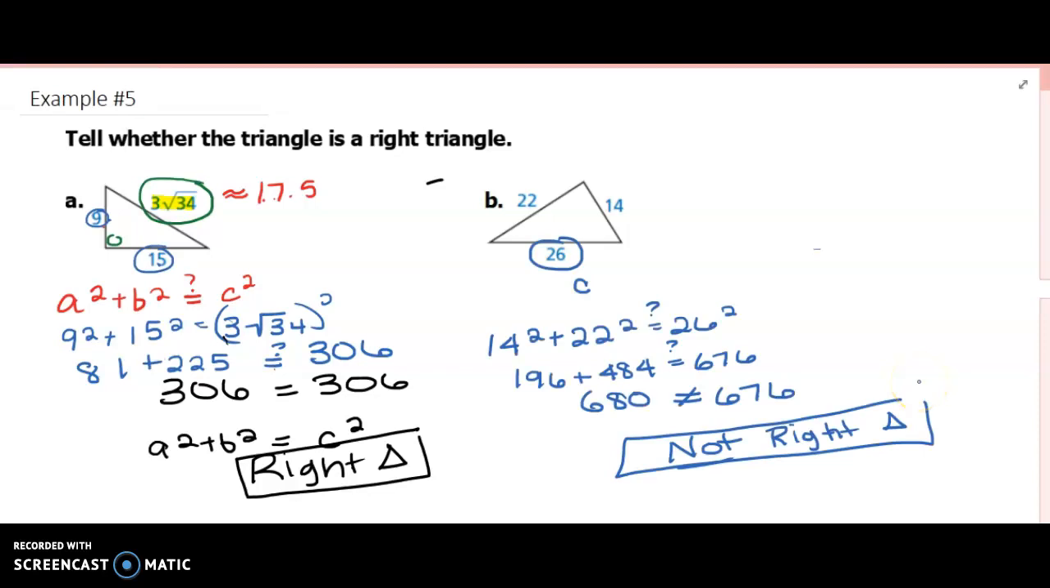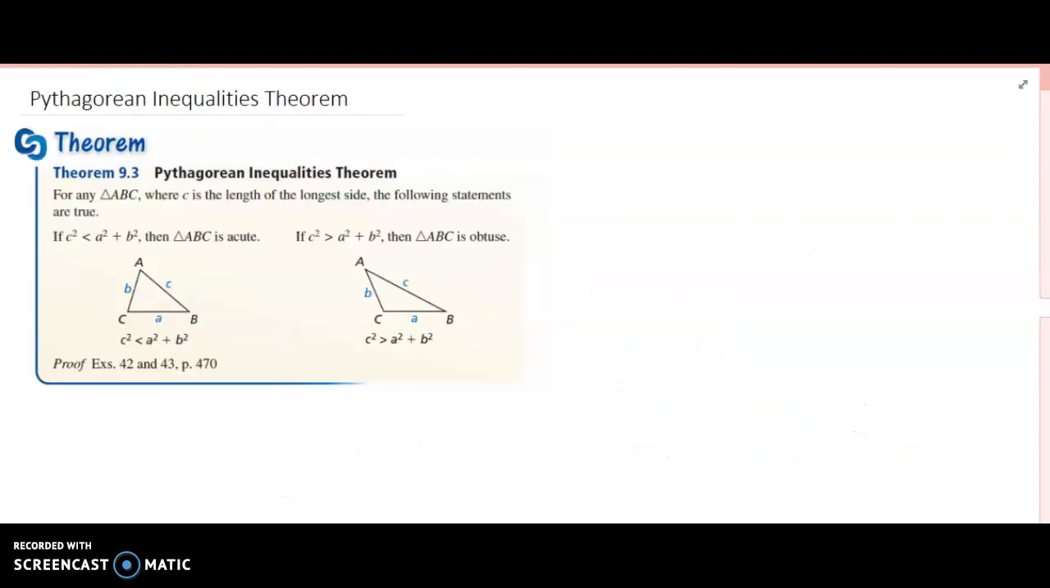All right, now I'm going to set this up the same way. So I'm going to make my biggest side my c, and I'm going to ask is a squared plus b squared equal to c squared, and notice that I have this question mark here because I don't know. Well, as I work it out, I get 680 and then 676, which are not equal to each other. And because they're not equal, that tells me it's not a right triangle. All right, so we just learned that if c squared is equal to a squared plus b squared, then we have a right triangle.